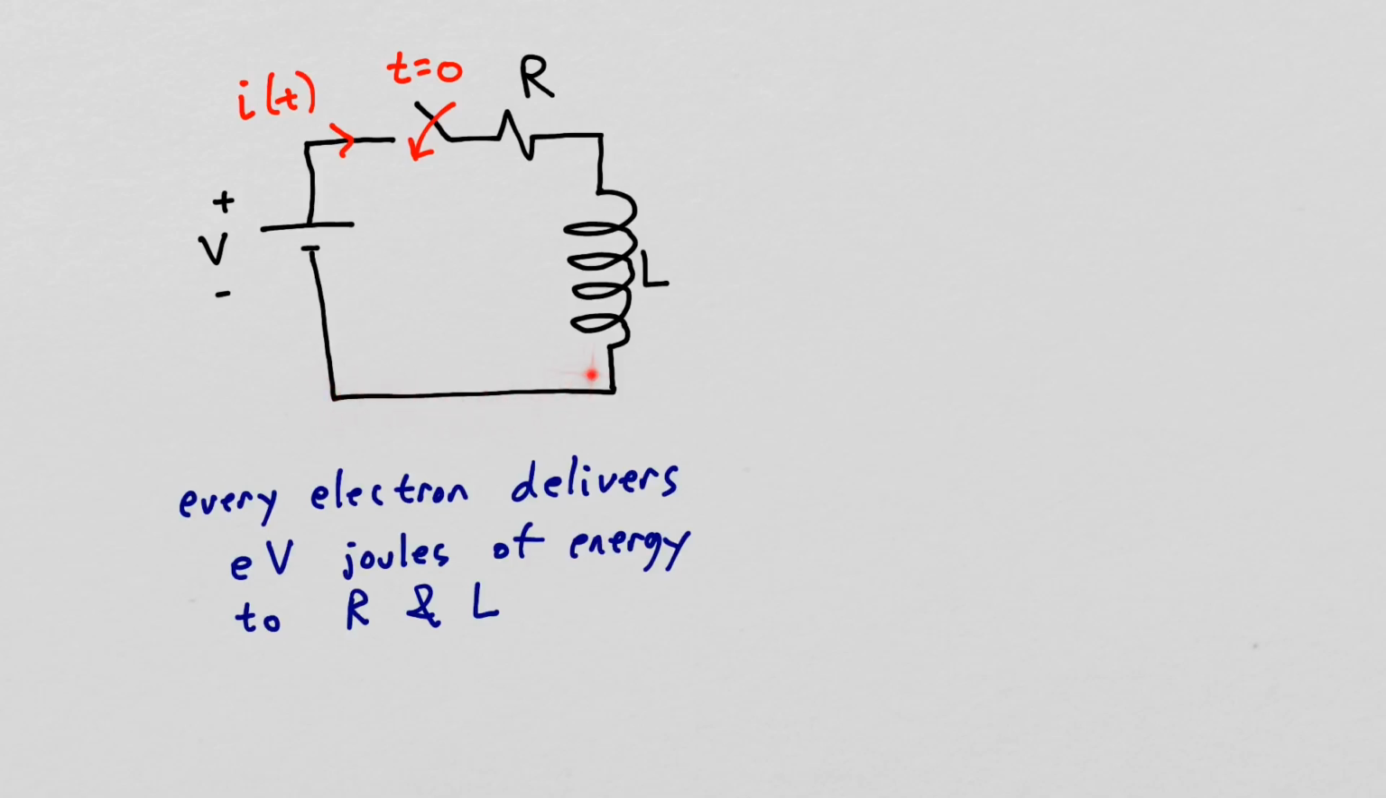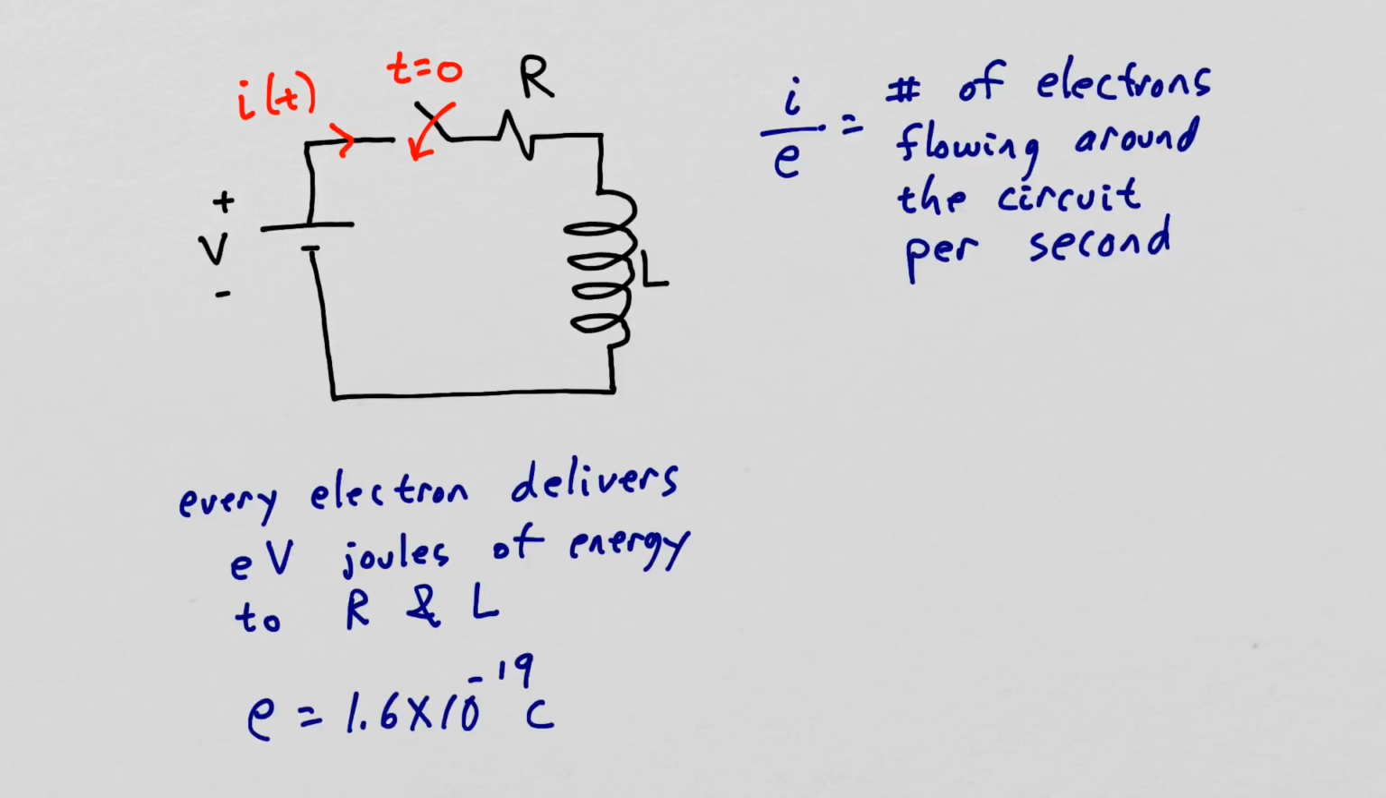So an electron flowing around the circuit will deliver an energy of e times V to the inductor and the resistor, where e is the magnitude of the charge on an electron, 1.6 times 10 to the minus 19 coulombs. If you take the current flowing around the circuit and divide by the charge on an electron, you obtain the number of electrons flowing around the circuit per second.